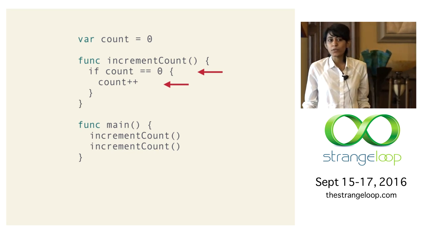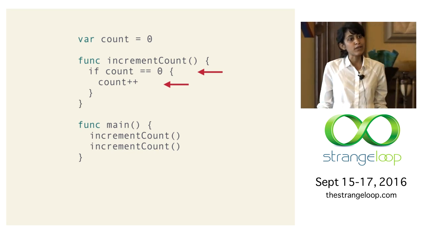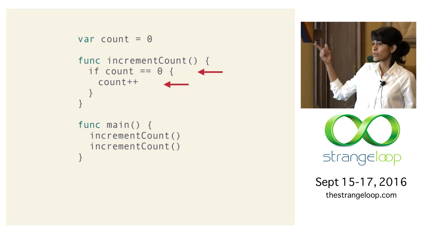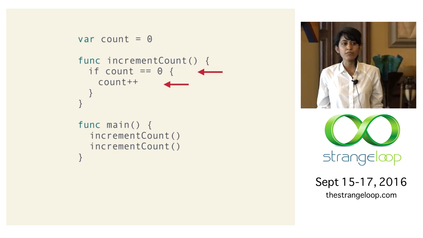So this is a similar program to our racy count example, minus the goroutines. Can the read and write of count ever be concurrent?